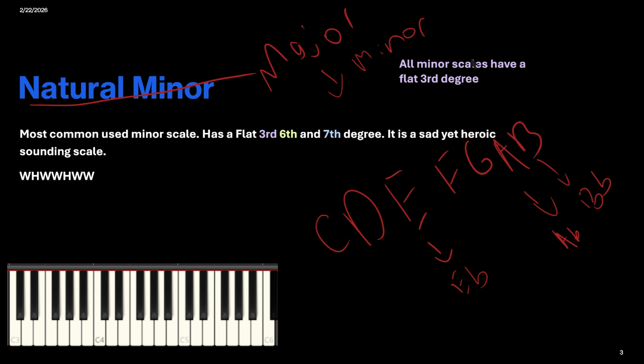So all minor scales have a flat third degree. You're going to notice that one common thing between all these scales is that they have this flattened third, even though the sixth and seventh may change.